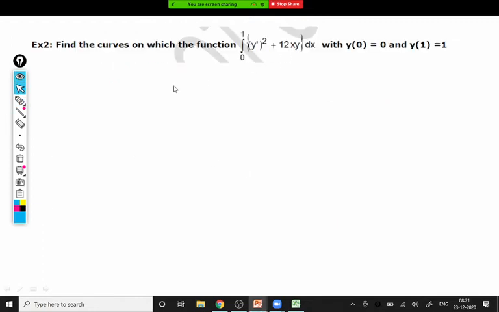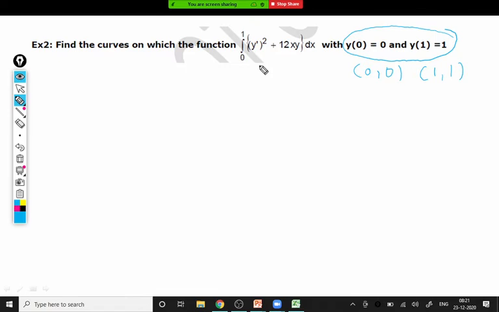So here is the second question, and you will observe that the limits are given here also, but it is not written x1 to x2. Instead it is written 0 to 1. The meaning is we are going to calculate a particular curve now. We are going to find a particular curve passing through the point (0, 0), because y of 0 is 0, and y of 1 is 1, so (1, 1). So we are going to compute the curve which passes through (0, 0) and (1, 1), for which this integral is an extremum.